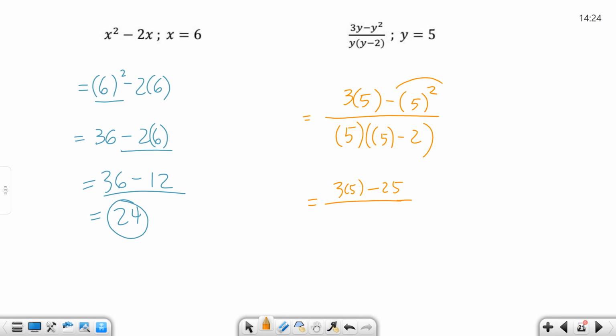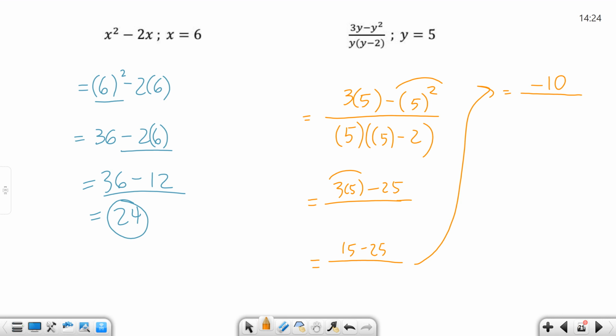And then what do I do next? I do 3 times 5. What is 3 times 5? 15 minus 25. And then I'm going to come up here, give myself some more space in case I need it. It's going to be what? Negative 10. 15 minus 25 is negative 10, right? The different signs, you subtract, keep the sign of the larger.